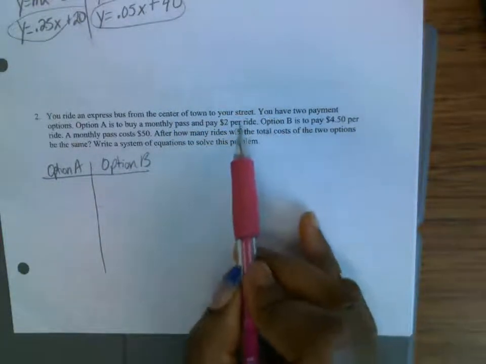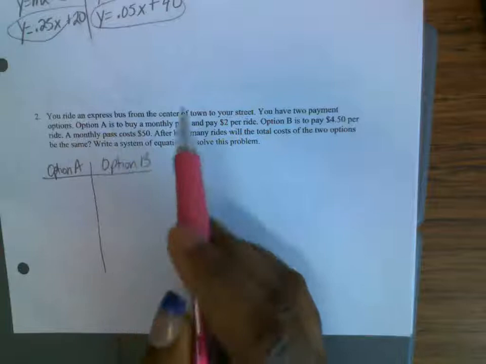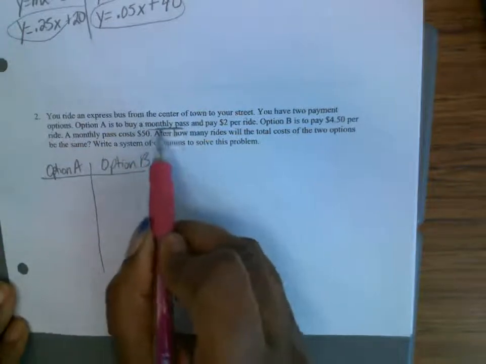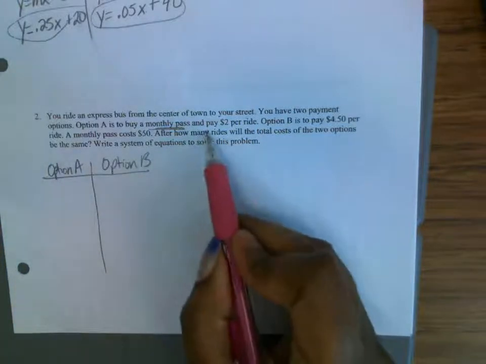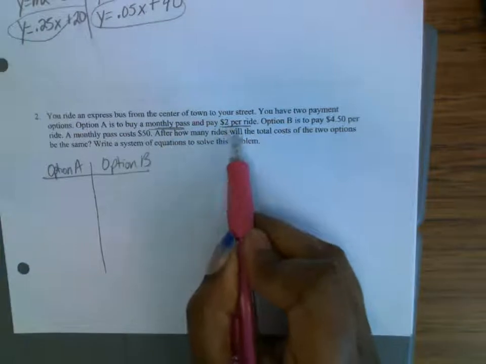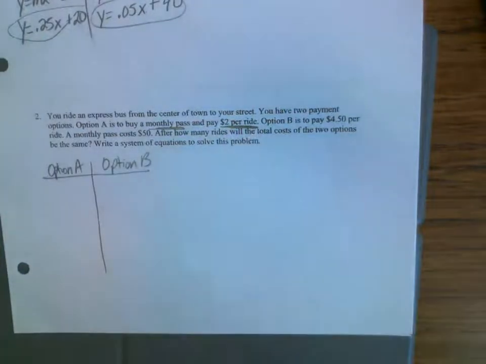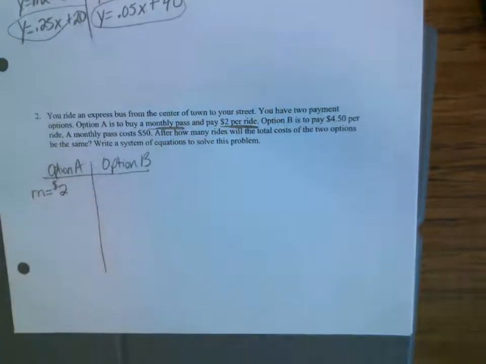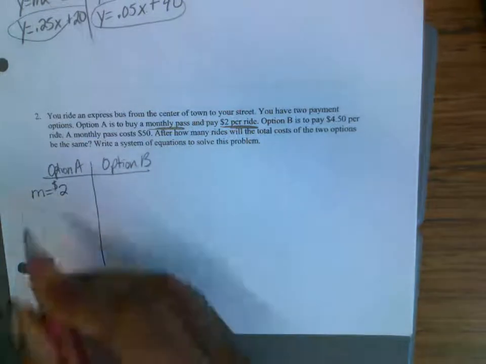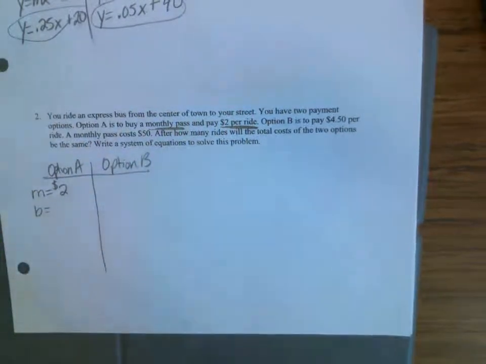So it says option A is to buy a monthly pass. So you have to buy the monthly pass. So that's going to be my starting amount because I have to buy that. Okay. And I'm going to pay $2 per ride. So I already know that's going to be my rate of change. So my M here is going to be $2, because it's $2 per ride. My starting amount is going to be whatever that monthly pass costs. Any questions about that so far?